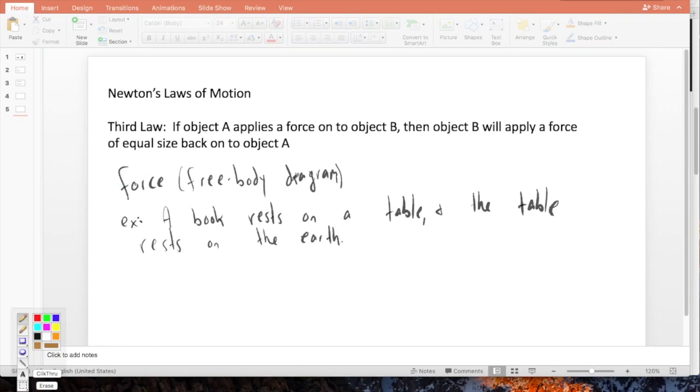I want to draw a force or a free body diagram to model all the forces involved in all the objects. So let me just make a little sketch of the situation over here. Here's my table, here's the earth, and here's the book sitting on the table. Makes sense? That doesn't help me very much. I'm trying to analyze the forces.